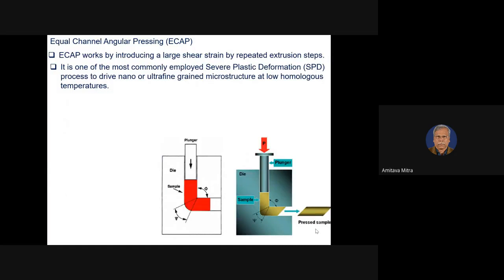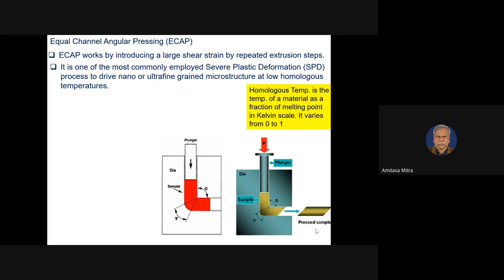So ECAP works by introducing a large shear strain by repeated extrusion steps. It is one of the most commonly used severe plastic deformation processes to derive nano or ultrafine-grained microstructure at low homologous temperatures. What do you mean by the homologous temperature? Homologous temperature is the temperature of a material as a fraction of the melting point in Kelvin scale. It means this can be carried out at relatively low temperature compared to the melting point.